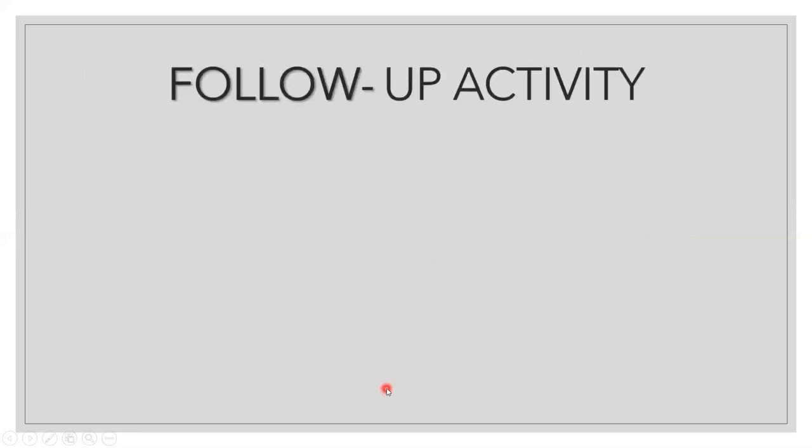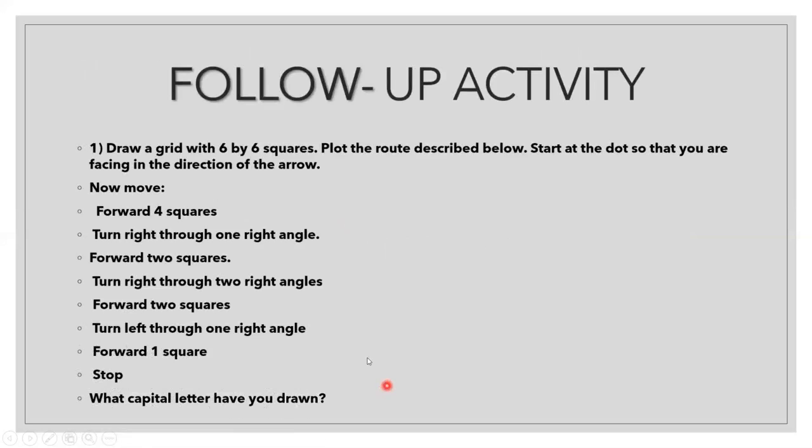Next comes a follow-up activity for you. It's like a small activity. See, draw a grid with 6 by 6 squares. Plot the route described below. Start at the dot so that you are facing in the direction of the arrow. Now move. They have given you some directions on how you have to move in the given 6 by 6 square grid. If you follow all of this, the net result will be a capital letter. So just find out which capital letter you are getting.